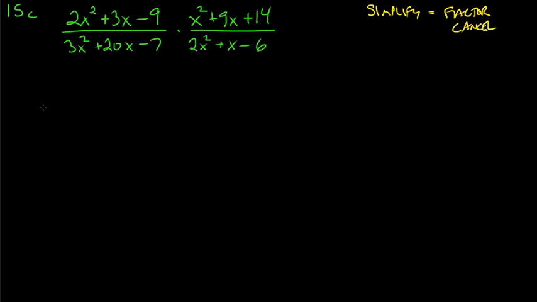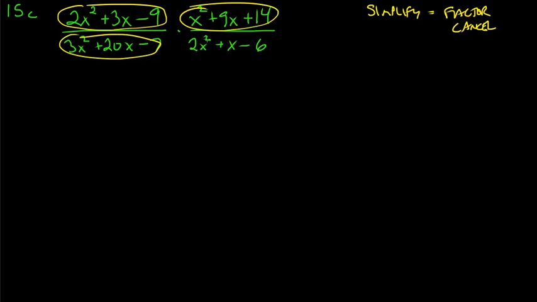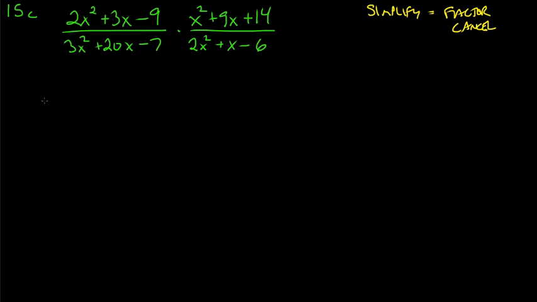So we can't cancel anything yet. Don't even try, right? Don't cancel the x squares. That's going to get you in big trouble because you're just not going to get it right if you do that. So yeah, what do we have to factor? The numerator, the denominator, the second numerator, and the second denominator. So it's essentially 4 factoring problems all in one, right? And so this could take quite a while.